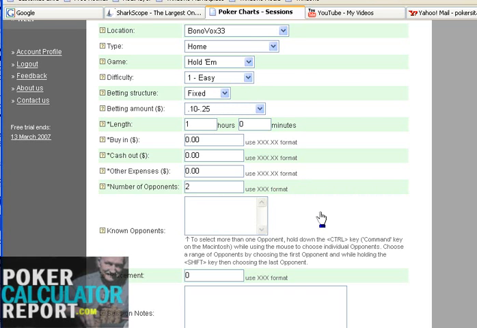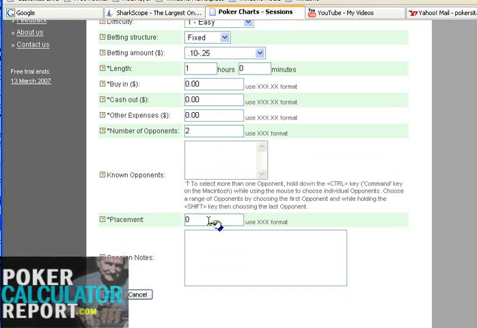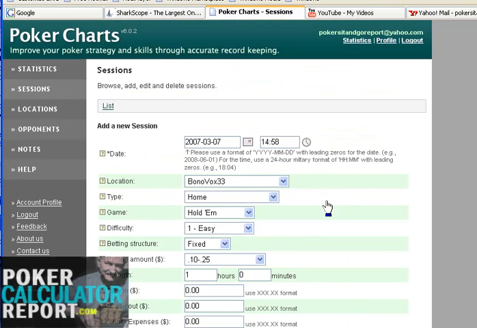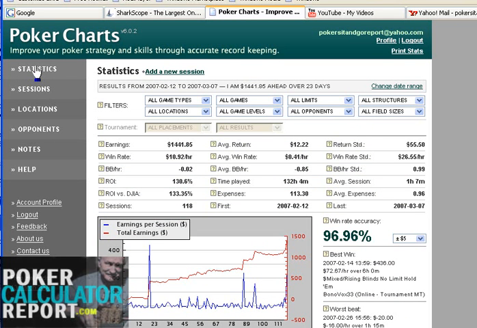You can actually keep notes on here. If you're in a tournament, you can indicate what place you finished in the tournament. As well, session notes could be anything in terms of how you felt, or any mistakes you made, any errors that caused you to lose a lot of money, or errors that caused you to win a lot of money, in fact. As well, this thing is just full of statistics that you can learn from here.